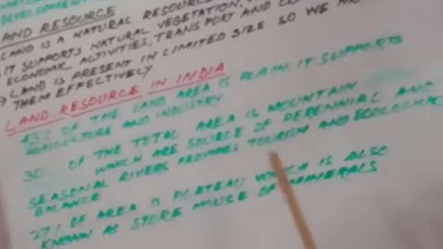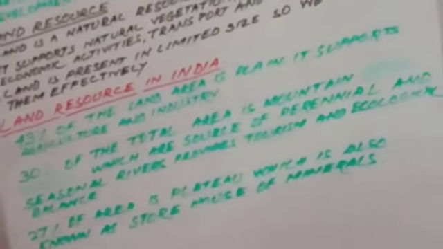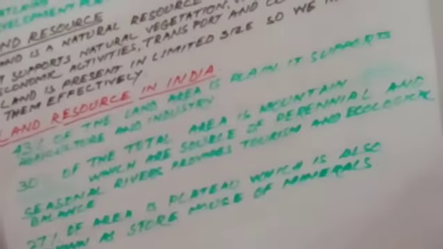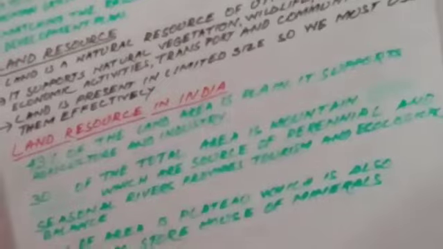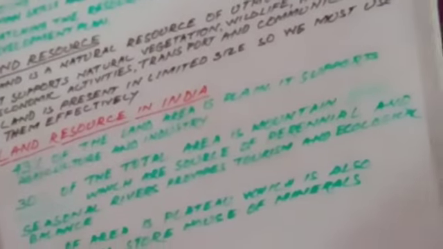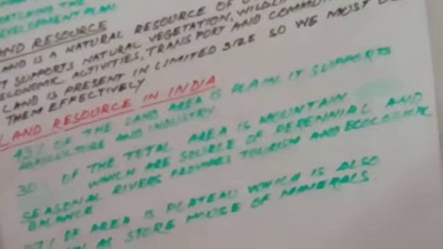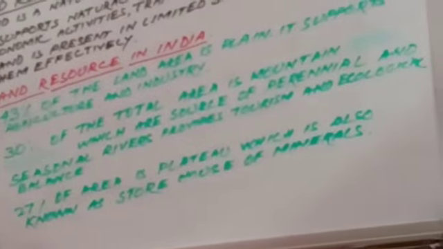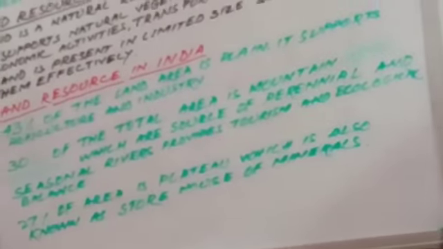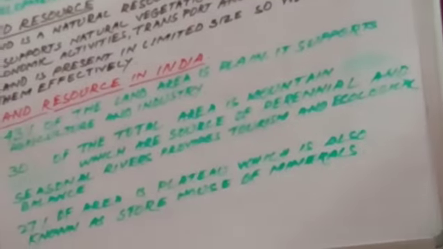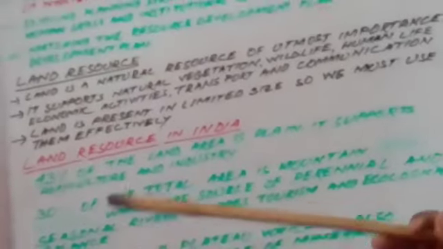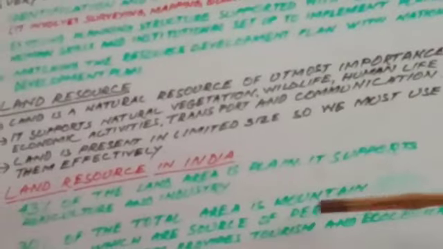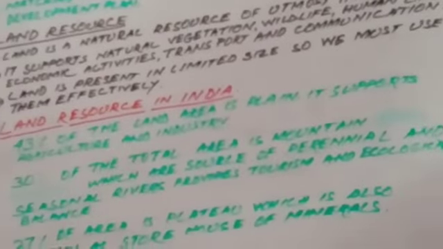Then we have 30% of the total area is mountain. The mountains like Himalayan range, starting from Jammu and Kashmir, in form of Himalayan range, it reaches to Arunachal Pradesh. Down it goes in form of Purvanchal, and extension goes as Arakan Yoma, a huge mountain range. The entire mountain range is the source of perennial rivers.